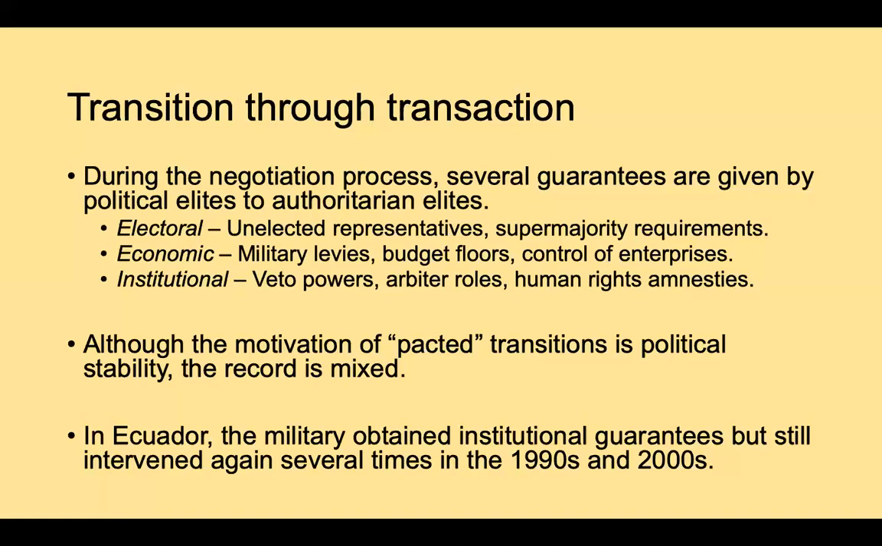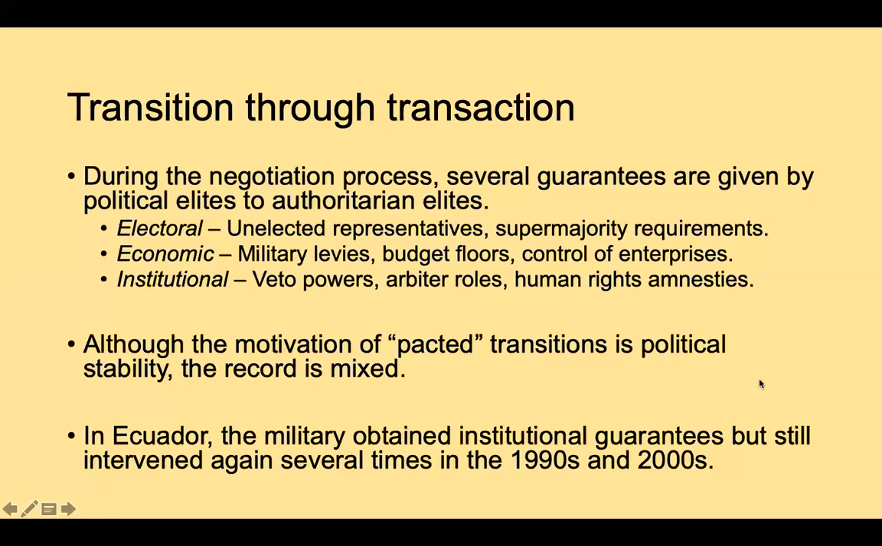And so they often get veto power in the form of national security councils that can veto the decisions of executives or even the legislature. Sometimes they're given arbiter roles in the Constitution that outline a role for them in the power to intervene in politics legitimately and constitutionally. And they're given human rights amnesties. They're given amnesties so that they're not prosecuted for human rights abuses under the new democratic regime.